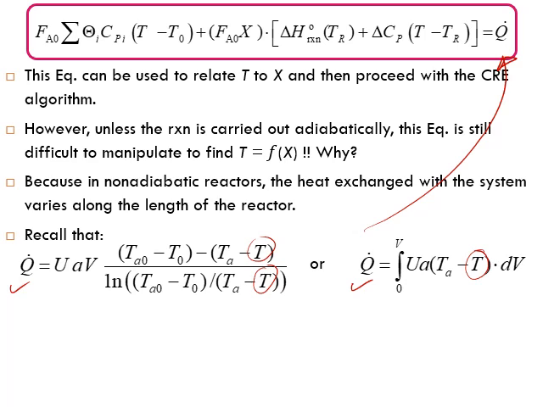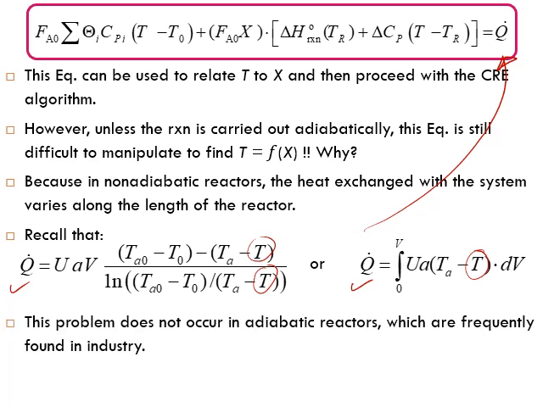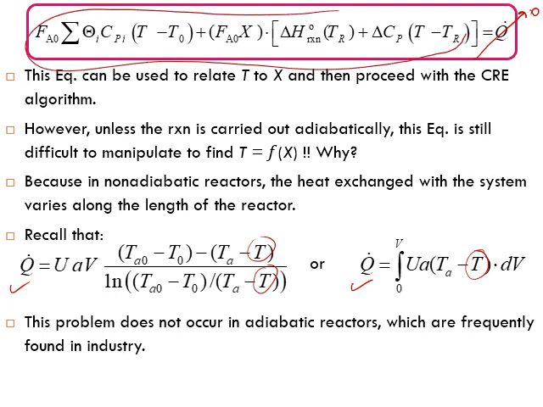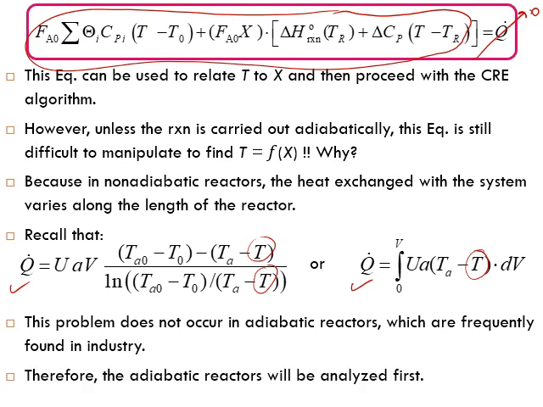Okay, so we have a problem here. This problem does not occur in adiabatic reactors, which are frequently found in industry. However, if this guy was 0, now it is very easy to solve this equation for T in terms of X. Therefore, the adiabatic reactor will be analyzed first. See you in a bit.